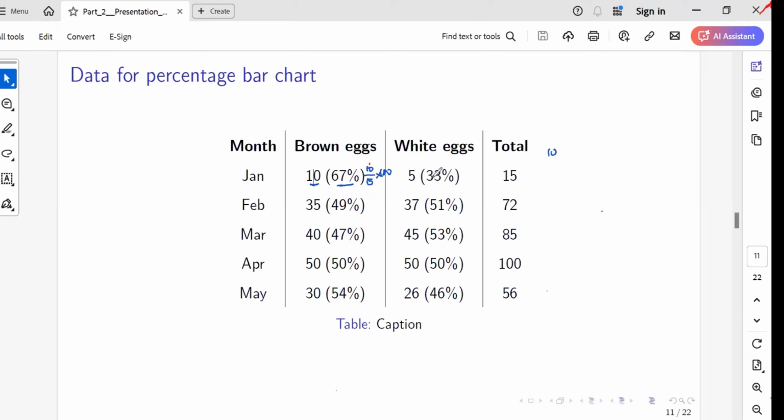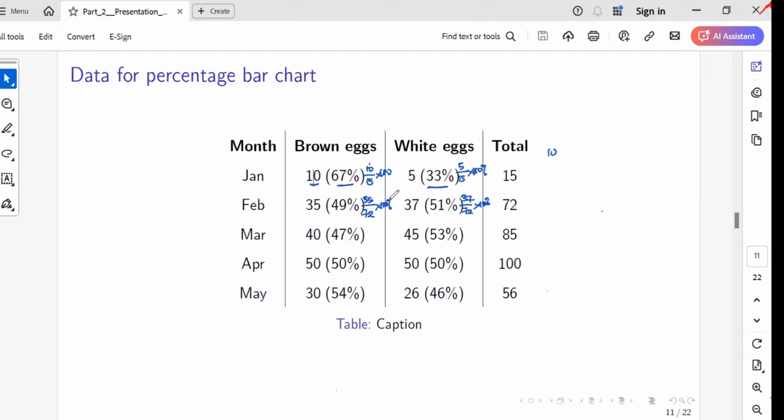So I can also do it for white eggs. In the case of January, that's going to give me 5 out of the total of 15 times 100, because I want percentage, so 100%. And if you calculate this, you're going to get 33%. February, total is 72. So for brown eggs in February, it's 35 out of 72 times 100%. And then white eggs for February, we have 37 of them. 37 out of 72 times 100%, and that gives 51%. All right, so I can move on.